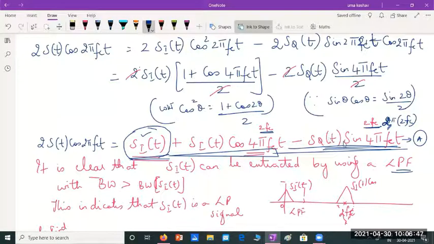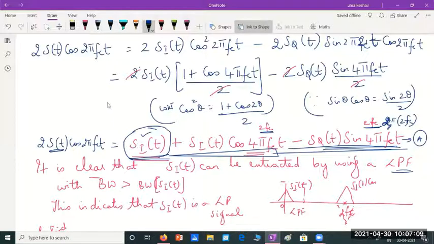So they don't pass through a low pass filter. But if I use a simple low pass filter, the first part, Si of t, can be extracted, which is the in-phase component of the required signal S of t. So the actual signal is S of t, and its in-phase component is Si of t.